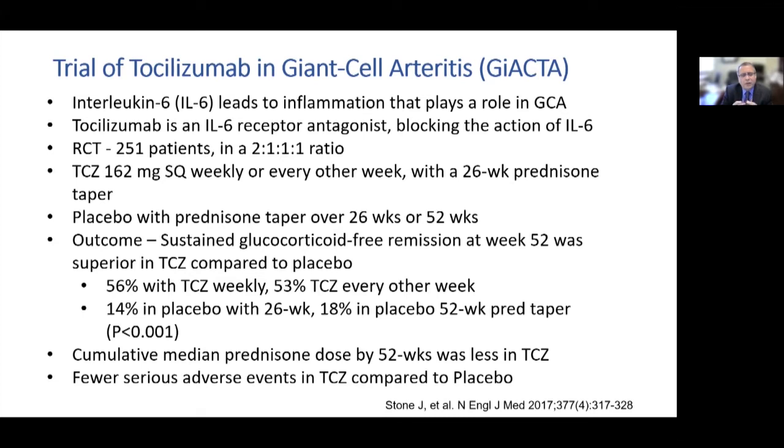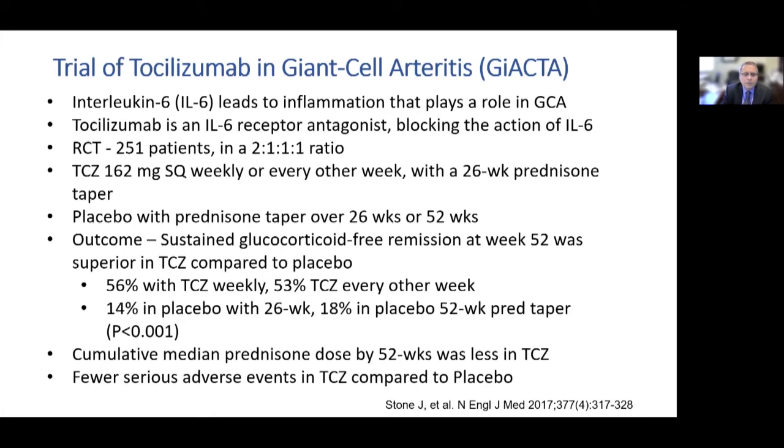Why is it used? Because we know that interleukin-6, which is a molecule in the body that works in a pathway of inflammation, has been shown to be elevated in patients with GCA and plays a role in development of the inflammation in giant cell arteritis. And tocilizumab, which is an antagonist, blocks that IL-6 receptor, blocks the action of IL-6 in that pathway of inflammation, reducing that, so improving the disease process by itself, just like the prednisone does in a different manner.